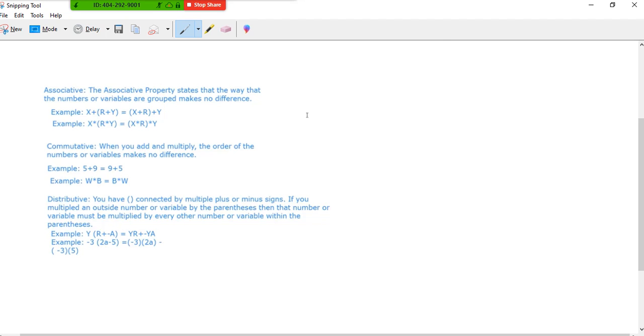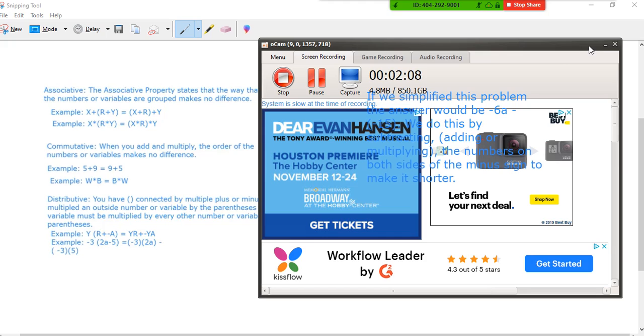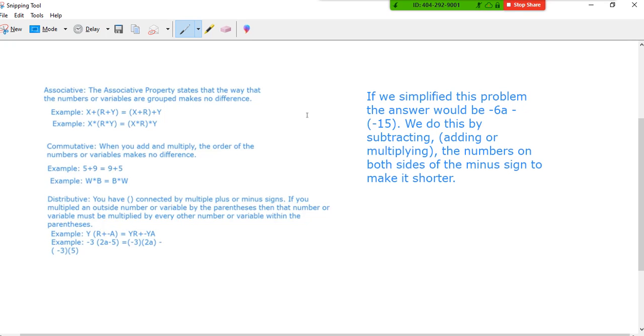Next, we're going to talk about simplifying equations. To simplify equations, you have to multiply the variables. So if we simplified this problem, the answer would be negative 6a minus the quantity negative 15.